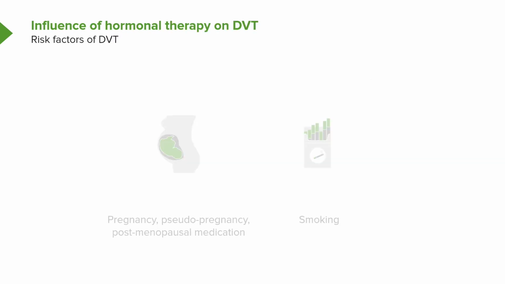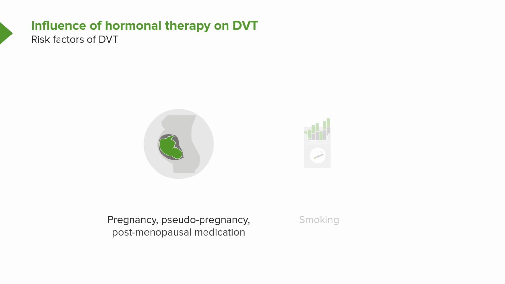Hormonal therapy, it's important to stress this. Hormonal therapy, either given as contraceptive pills or pregnancy where there are high levels of female hormones, increases the coagulability of the blood and therefore increases the risk for DVT and pulmonary embolism.